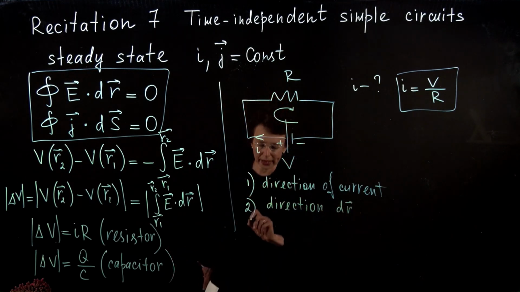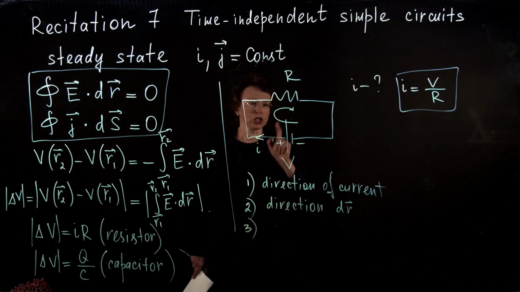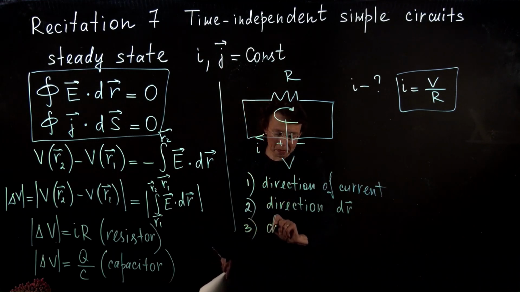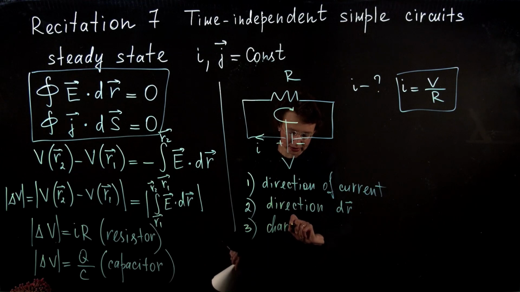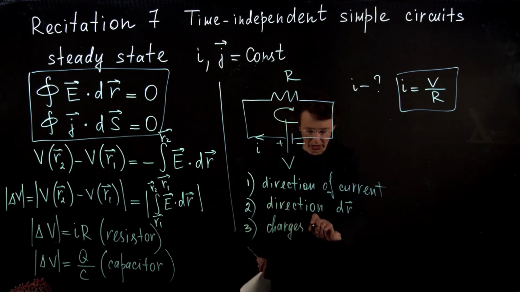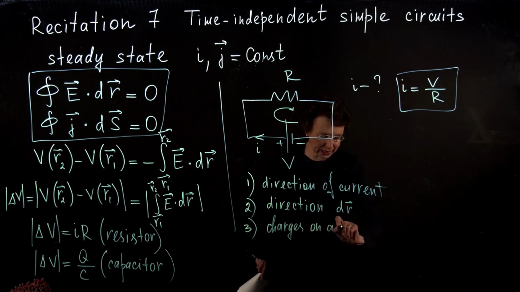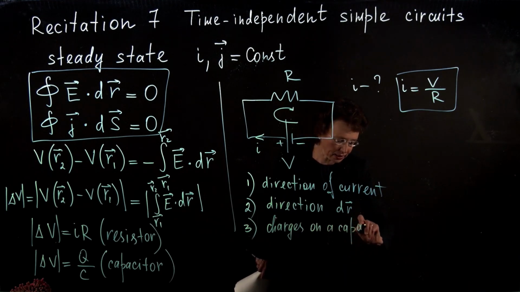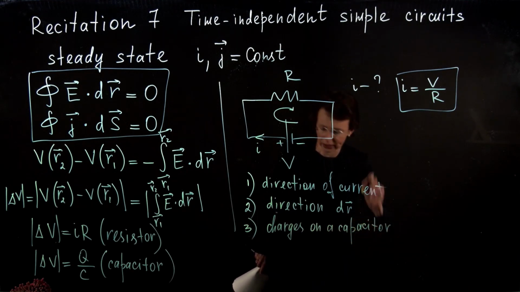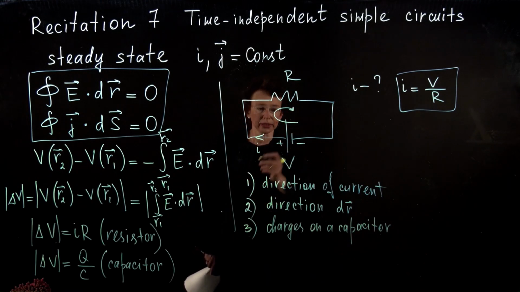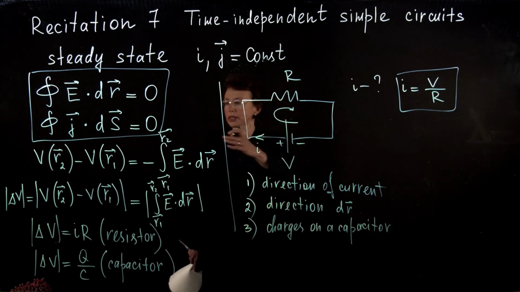Okay, so next, I need to indicate charges on the capacitors. If you have a capacitor, you indicate the charges. In this case, there are no capacitors here, so we definitely skip this step. And then you start applying these equations.